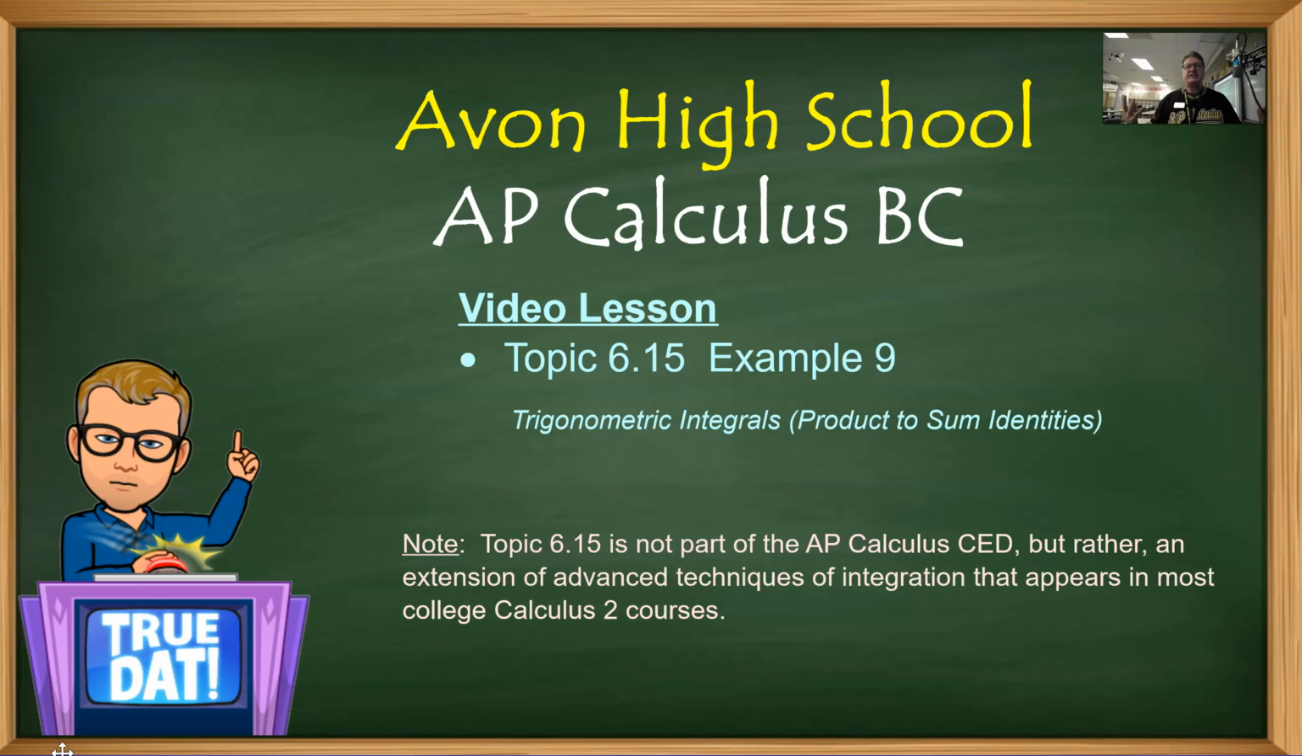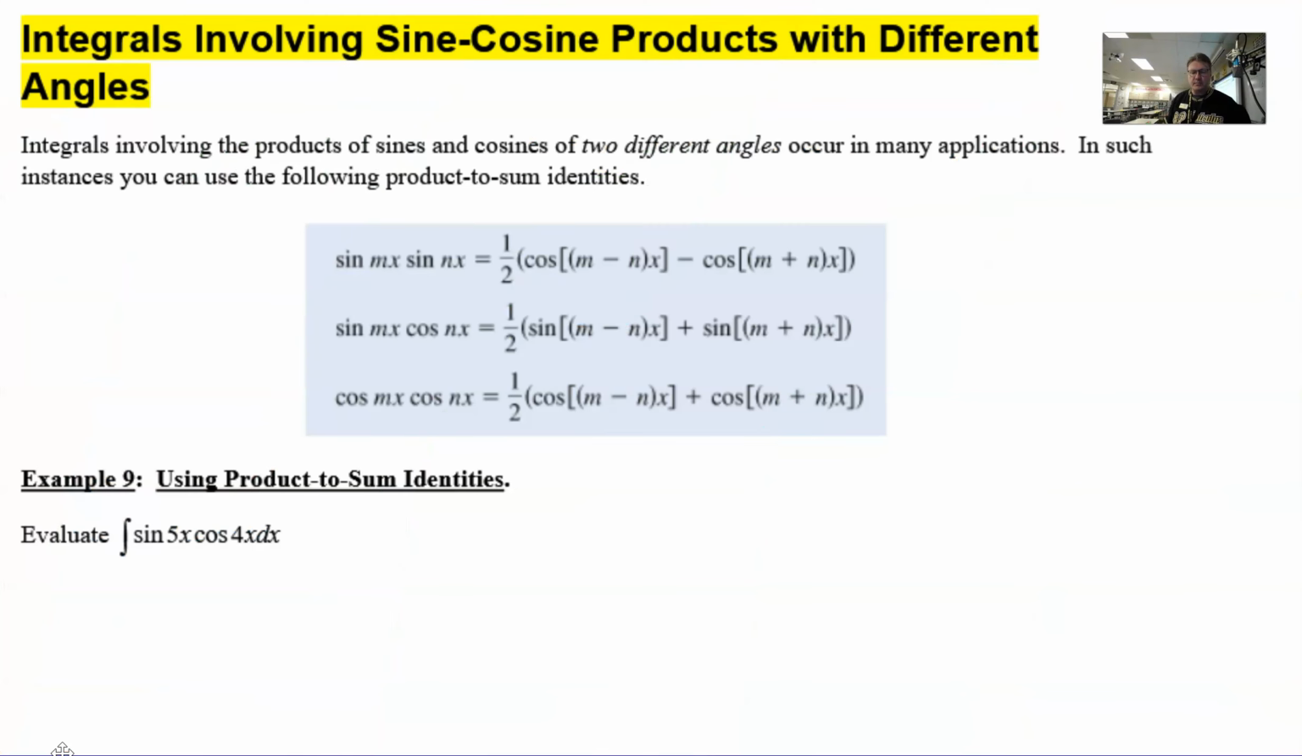Once again, topic 615 is an additional topic that I've put into my curriculum that is not going to feature problems that are tested on the BC Calculus exam. However, it's very common that these problems can be encountered in a typical college Calculus 2 course. So we definitely welcome those of you that are watching the video that are coming from a college level Calc 2. So let's take a look at the problem that I'm talking about.